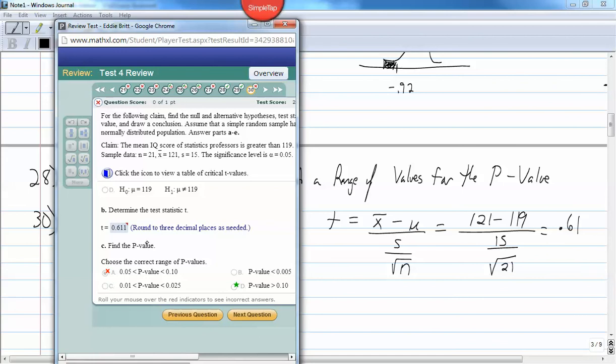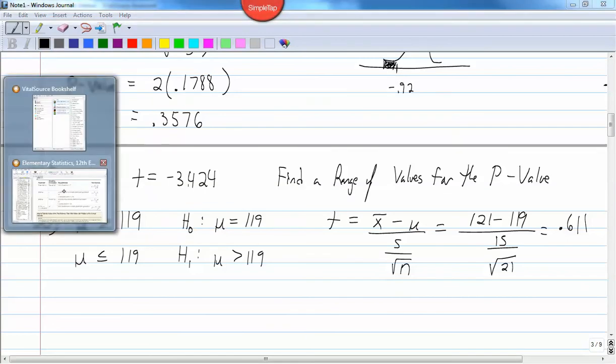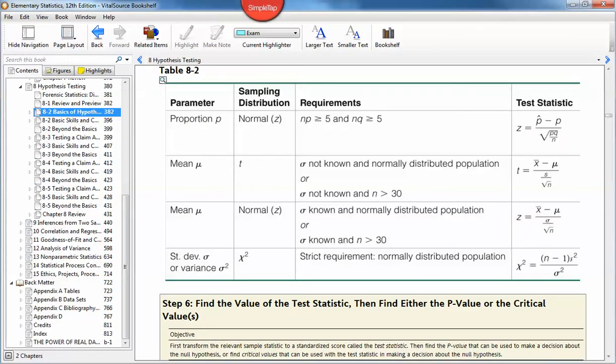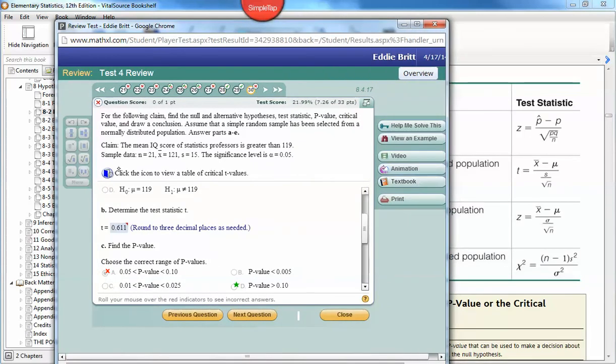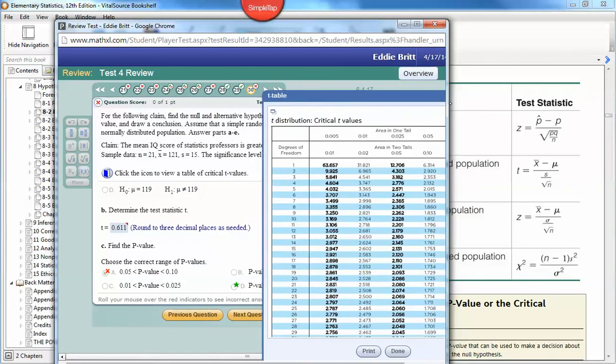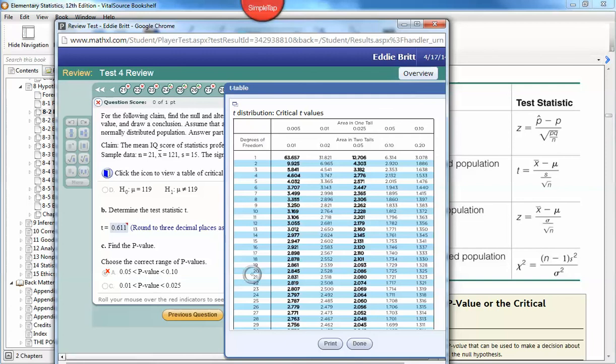The next thing is find the p-value. And since it's a t-distribution, we can only really get a range of values. That's what we were doing on the previous problem. So we want to bring up the critical t-values. Okay. And then remember, our degrees of freedom is going to be, we had 21 items, so it's going to be 20. So we're here. And then we need to see where our test statistic lies. Our test statistic was 0.611.